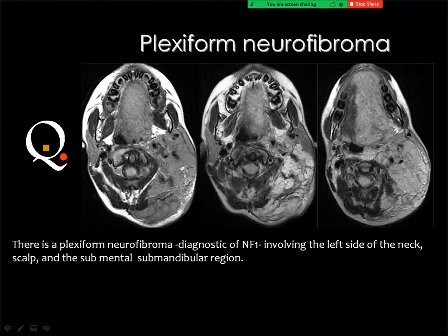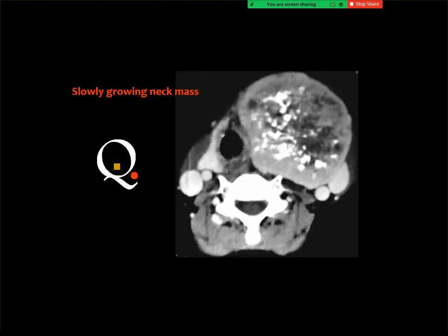You see that the lesion is of multiple small lesions. Some of them may show the classic appearance of a target sign, but considering the huge size and the infiltrative character of the lesion, this is plexiform neurofibroma. And this patient had a very, or let's say, slowly growing neck mass.